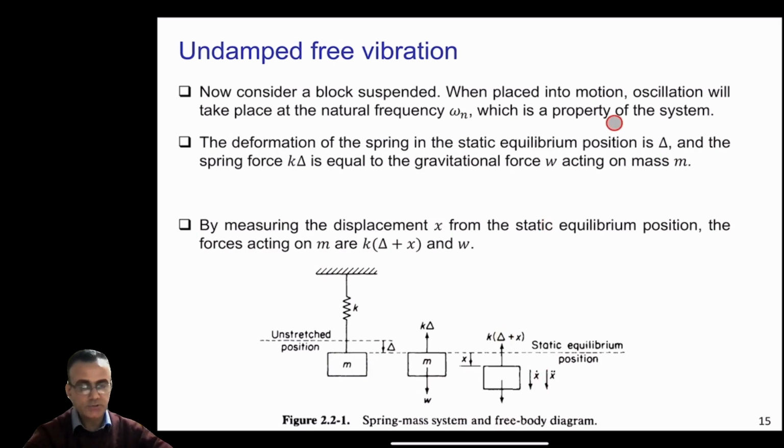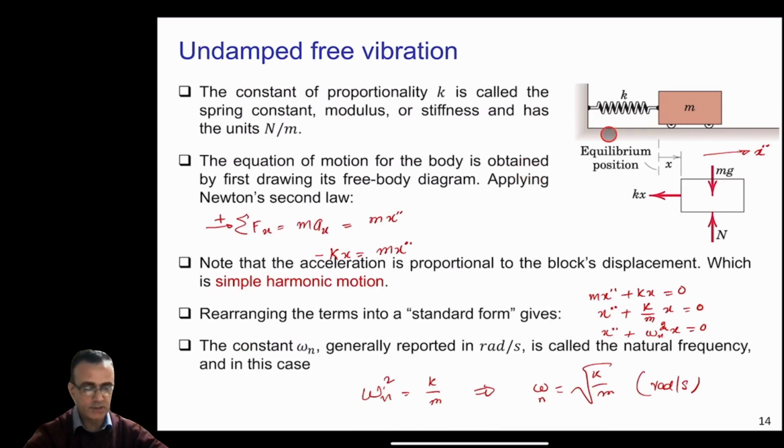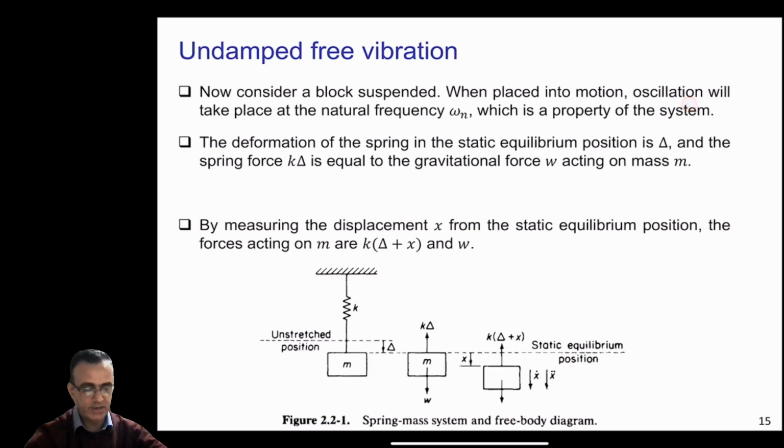Okay, now you can also consider, in this case the mass was on this surface here, and it was vibrating in this direction. You can also have another situation where the mass is hanging from here, and it's just hanging. If there's no mass here, this will be the original position of the spring. But if you attach mass here, there will be some deflection of the spring, and we call this deflection the static deflection. So now consider a block suspended, and when placed into motion, oscillation will take place.